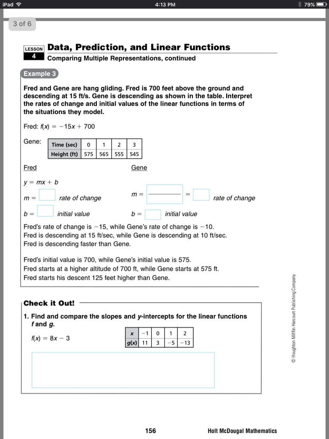So Fred is descending 15 feet per second. That's where they get the negative 15. The x is the number of seconds. And he was 700 feet above the ground to begin with. So if you were to graph that, it might look something like this. 700 feet above the ground, and he's descending. This is the ground. He's getting closer to the ground. So we have a negative slope.